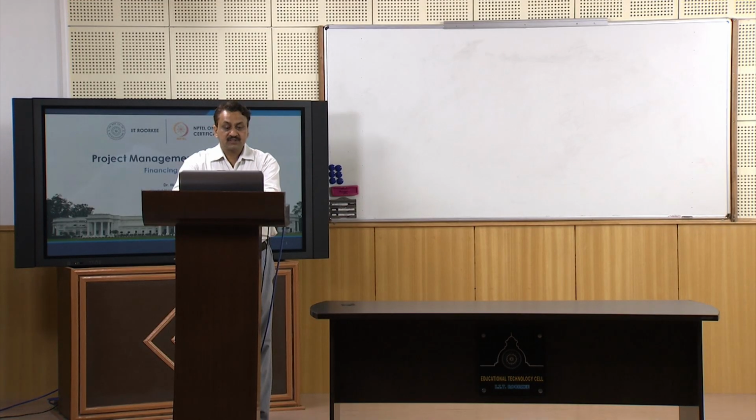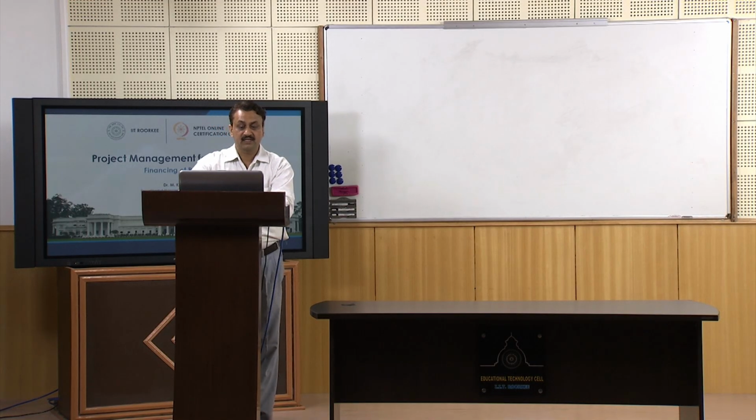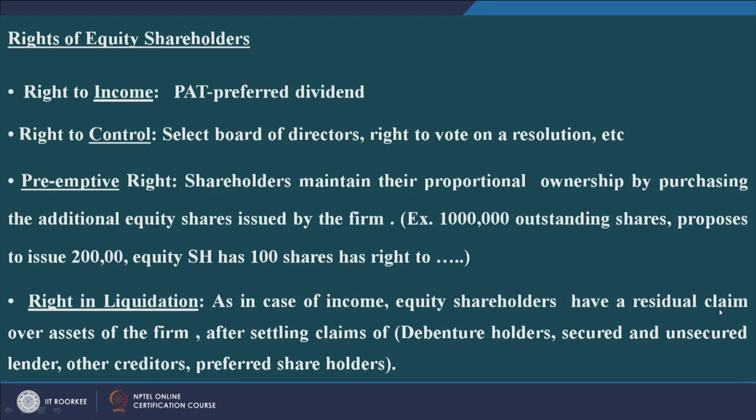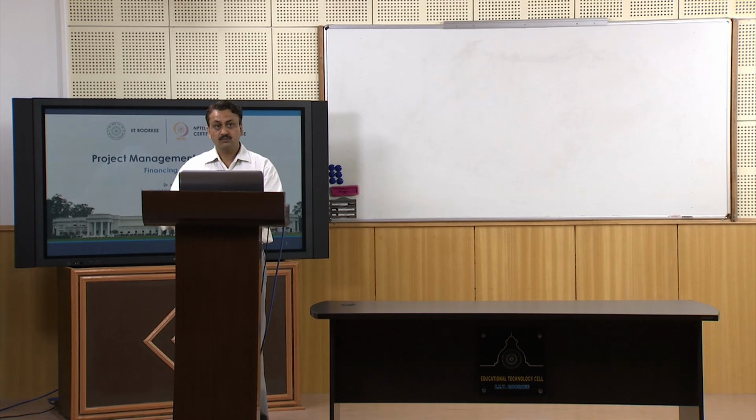Right in liquidation, of course, as in case of income, equity shareholders have a residual claim over assets of the firm, but after settling claims of debenture holders, secured and unsecured lenders, other creditors and preferred shareholders, right. So, once you make payments to all these four, then whatever is remaining, shareholders will have their rights on that remaining portion. So, that is the right in case of liquidation of the firm.